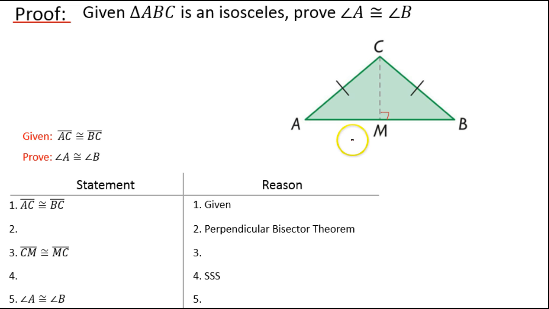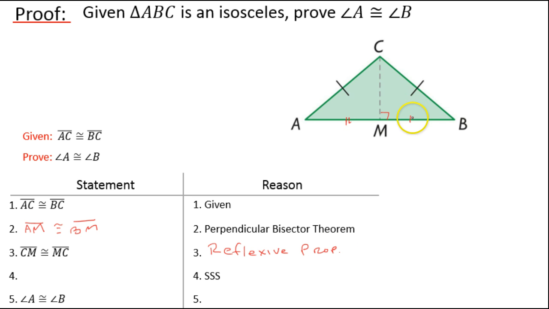So this perpendicular bisector, it's actually the converse of the perpendicular bisector theorem, which means that this has to be congruent to this. So if we want to state our next statement, we state that AM has to be congruent to BM, and that's by the perpendicular bisector theorem. Moreover, CM is congruent to MC. This is one of our favorites. It's the reflexive property.